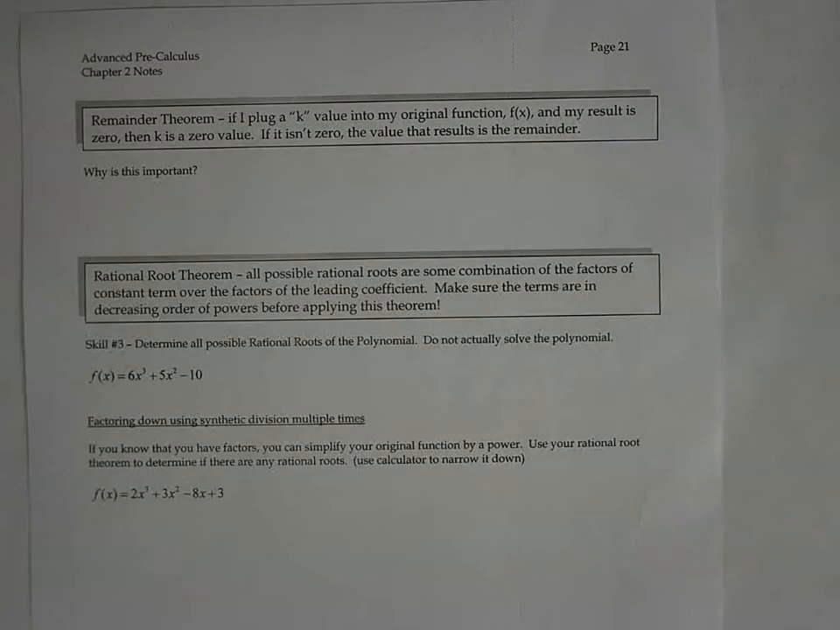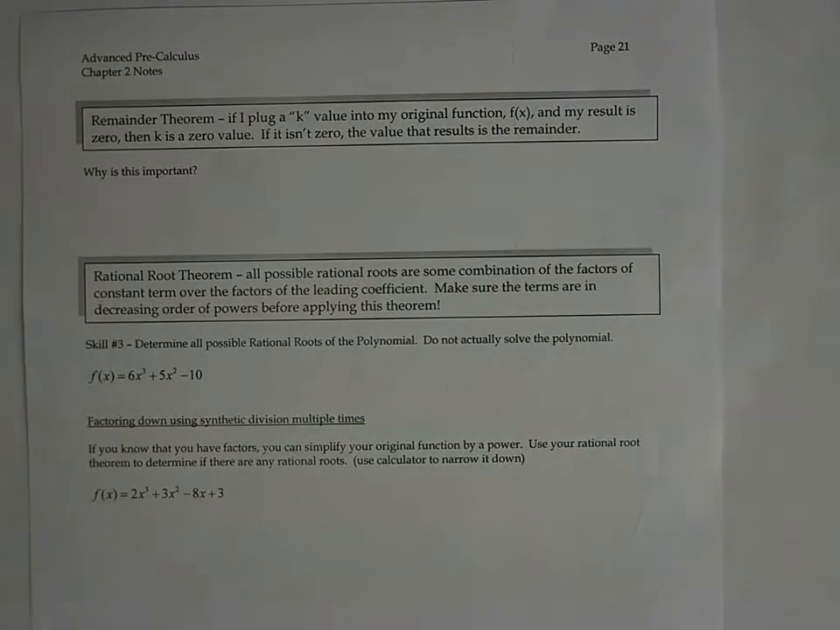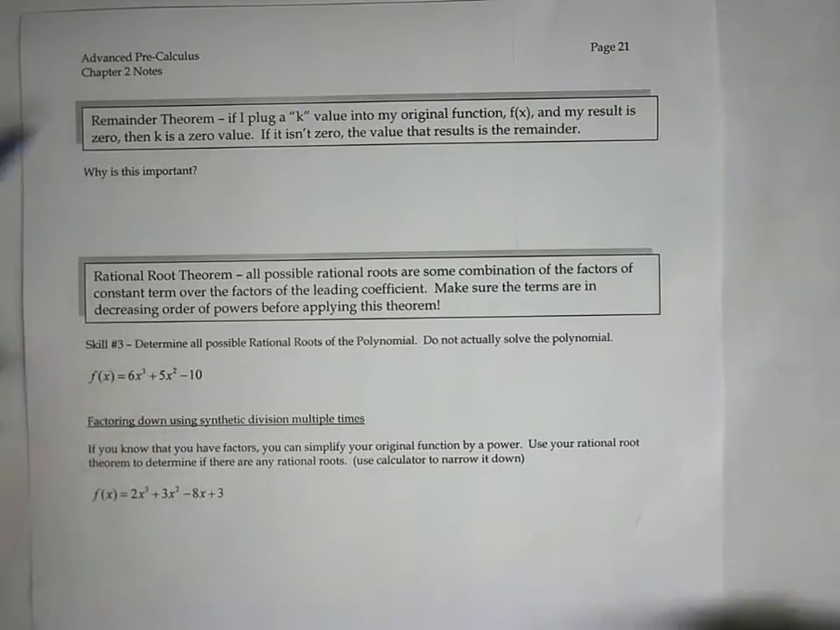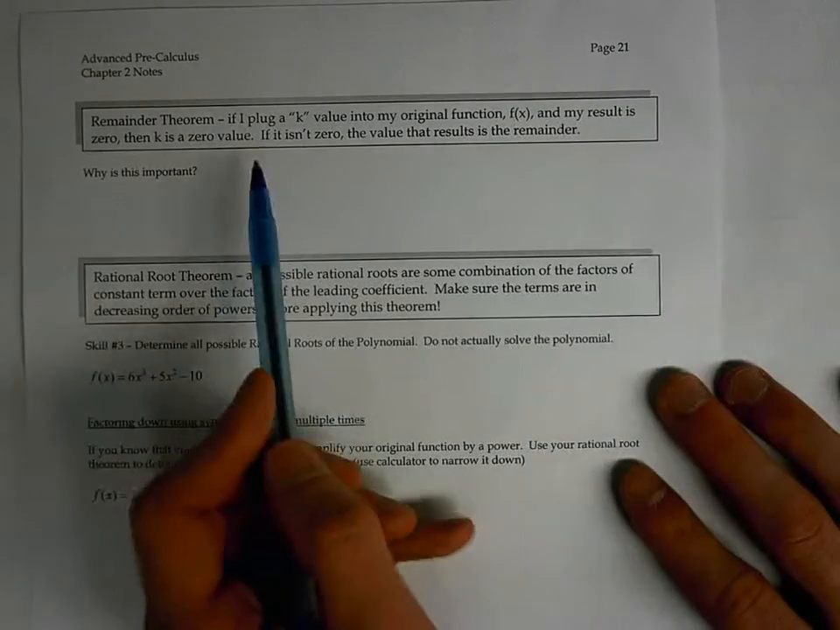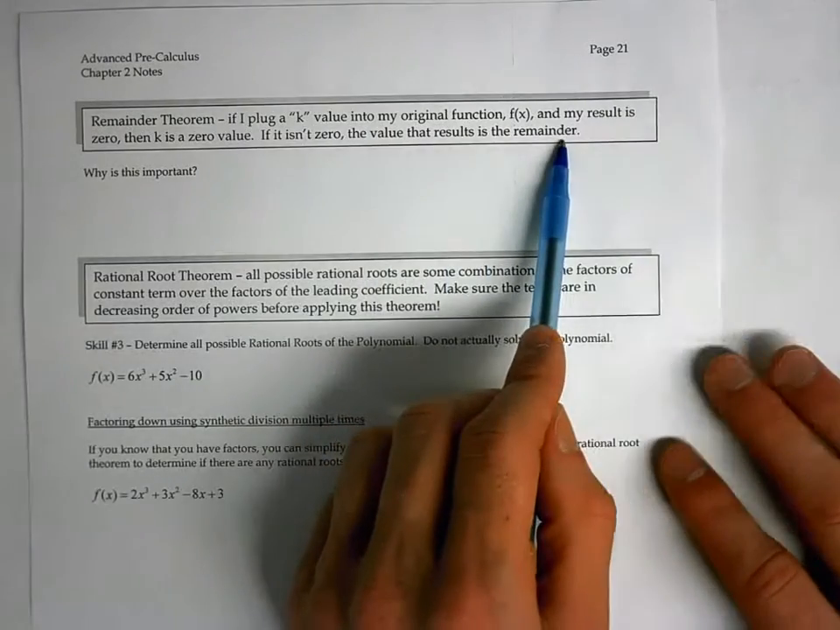Now, that's pretty intuitive because if I've got a 0 value, so let's say x is equal to -5, and I know that's a 0 value, and I plug it in, shouldn't my end result be 0? And it should, because that is where it crosses the x-axis. So the end result is 0. So this remainder theorem, the first part is telling you something you've known for years. The second part, though, if it isn't 0, the remainder that results is the remainder.